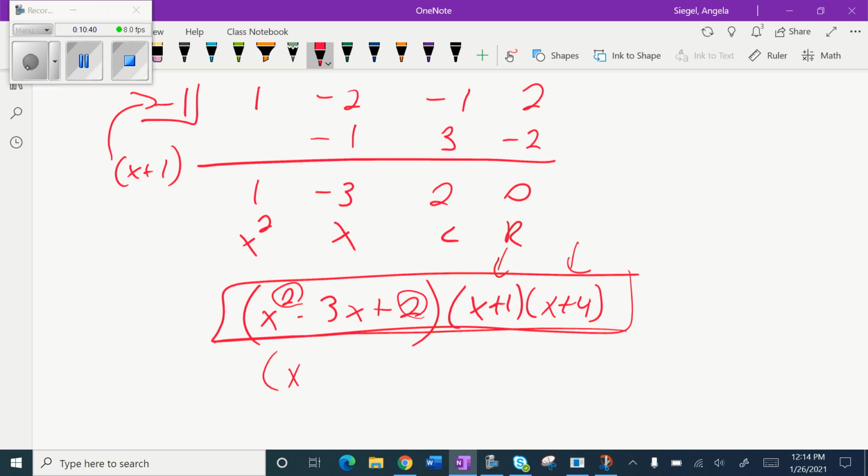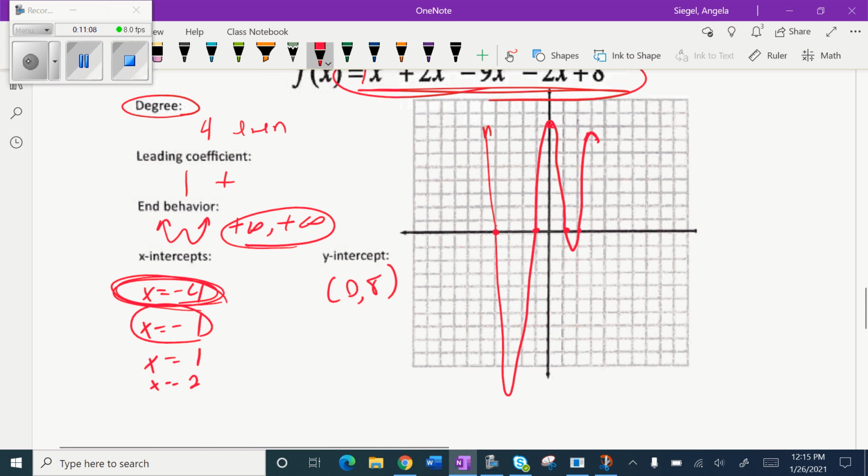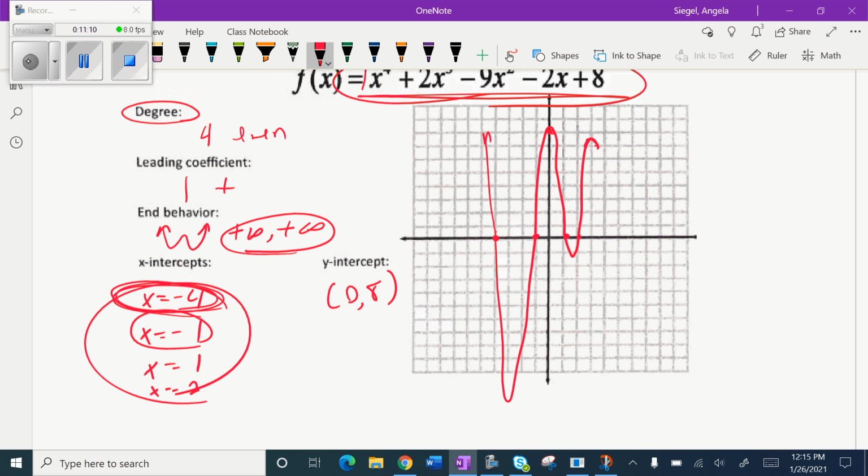So 2 factors of 2 that add to give me 3, which is 2 and 1. And then it's a negative 3. So I went negative 2, negative 1, and then positive 1 and positive 4. And then notice we're back where we began. So our zeros are 2, 1, negative 1, negative 4. And that is what we had up here to begin with. And that's it, guys.